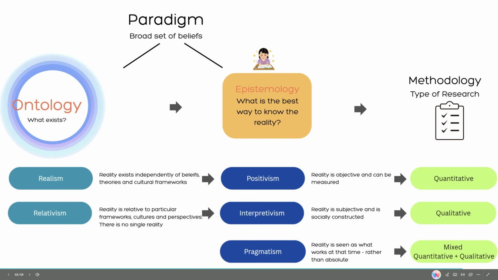Then the third one is a mix of both. It's pragmatism. So here, basically, the assumption is reality is seen as what works at that time rather than absolute reality. And if you are following the pragmatism approach, the type of methodology you're going to use is mixed quantitative and qualitative. So you're going to study the qualitative aspects of it by asking open-ended questions, surveys, but also you're going to collect the quantitative data with numbers.